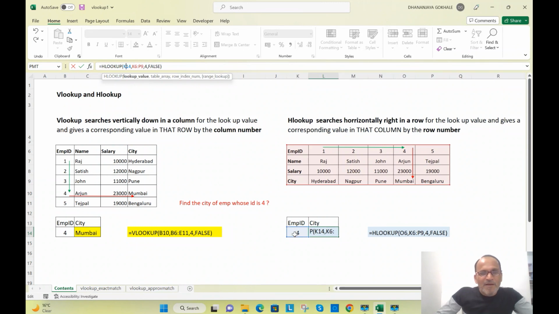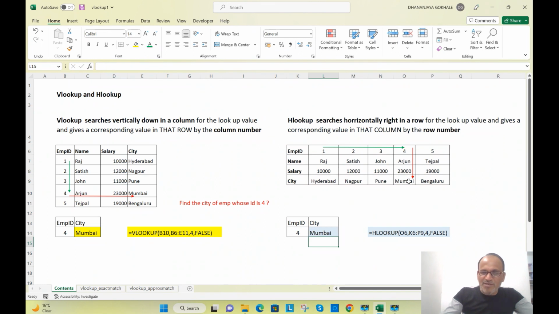And what is the table? In which table are the values given? The values are given in this table highlighted over here. You can see the table highlighted over here. This is K6 to the corner value P9, right? So here the values are there, and obviously the next one is the row number. Row number 1, row number 2, row number 3, row number 4. So we put the value 4 over here and we get the answer, Mumbai, right?